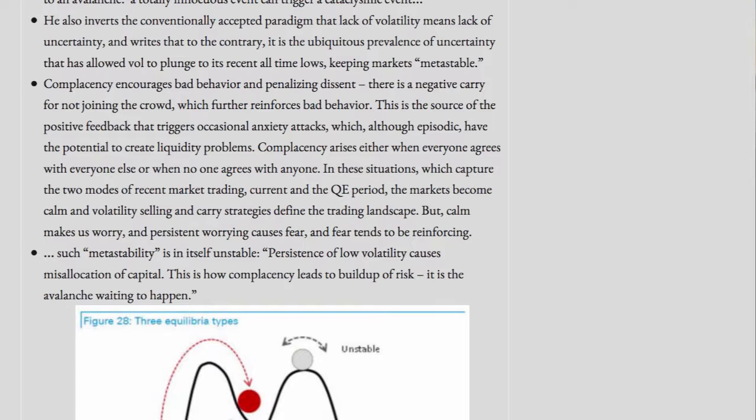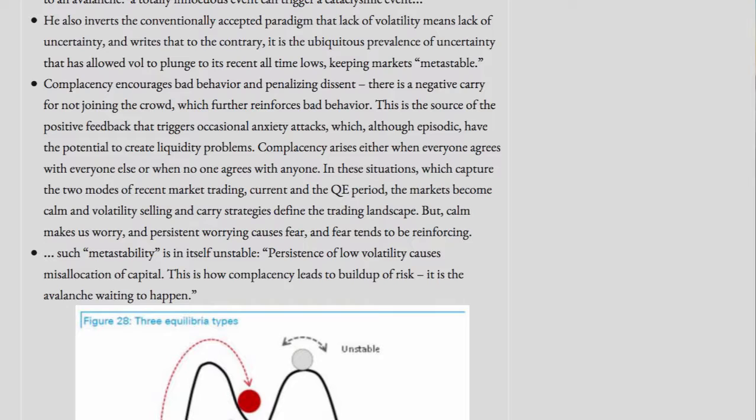Complacency encourages bad behavior and penalizing dissent. There is a negative carry for not joining the crowd, which further reinforces bad behavior. This is the source of the positive feedback that triggers occasional anxiety attacks, which, although episodic, have the potential to create liquidity problems. Complacency arises either when everyone agrees with everyone else or when no one agrees with anyone.